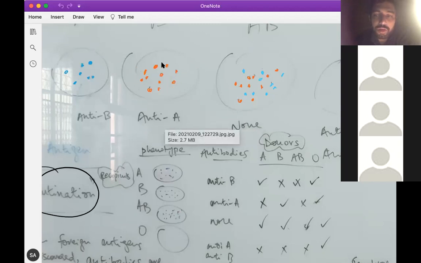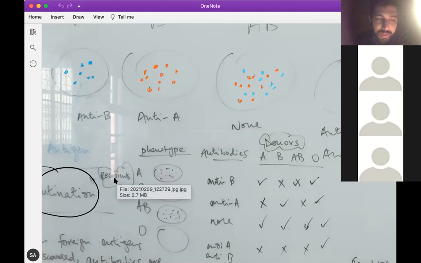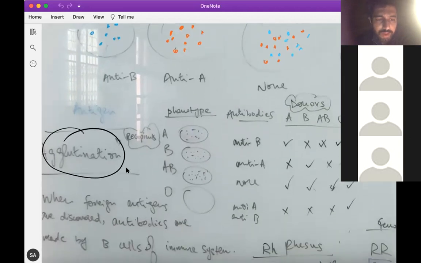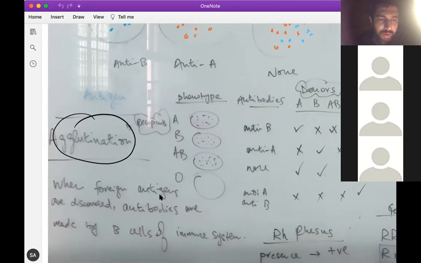The donor is only providing the blood with the antigens. Yes, cells provide कर रहे हैं with the antigens. आपने रेसिपिएंट के पर्सपेक्टिव से एंटीबॉडीज को देखना है. रेसिपिएंट के सिस्टम में क्या एंटीबॉडीज हैं, उस हिसाब से डिसाइड करना है व्हाट इट कैन एक्सेप्ट एंड व्हाट इट विल रिजेक्ट. ठीक है, तो दैट वाज जस्ट अ क्लैरिफिकेशन. विद दैट इट शुड नॉट बी एन इशू. अच्छा, नेक्स्ट अप वी said that when foreign antigens are discovered, antibodies are made by B cells of immune system.